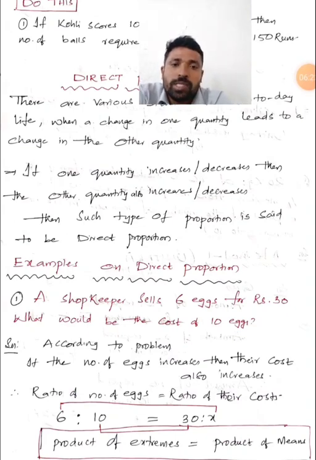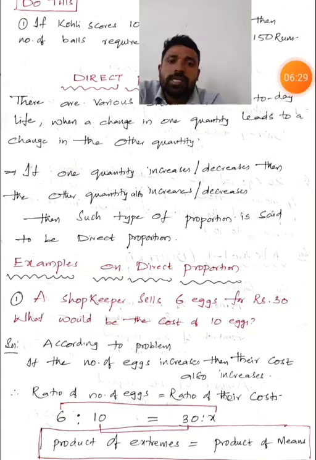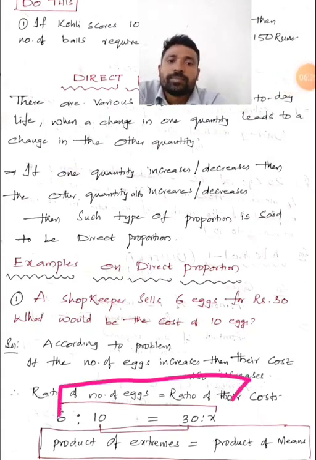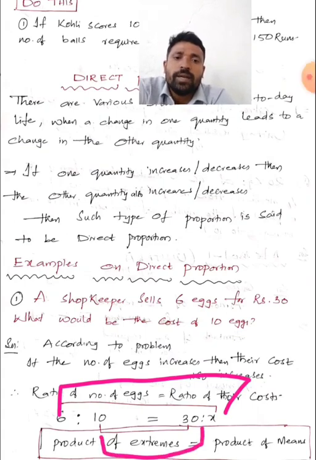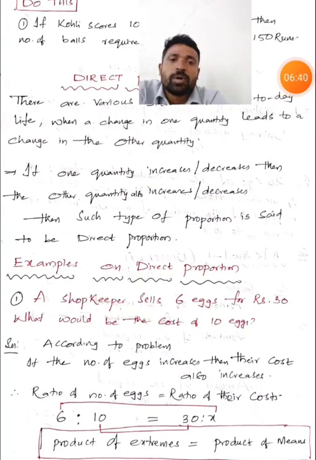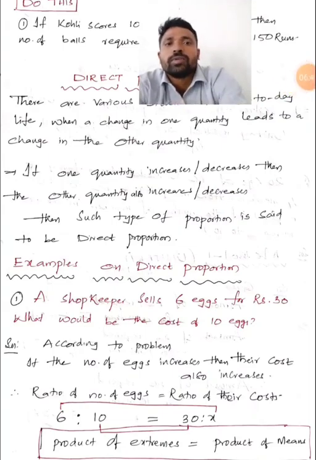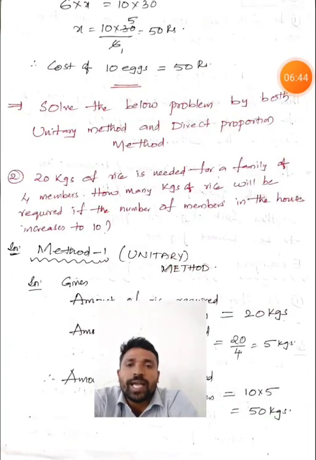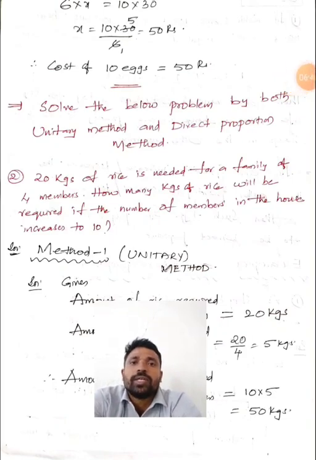Product of extremes is equal to product of means. Now what are extremes and what are means? Here 6 and x are extremes and 10 and 30 are means. Now let us apply the proportion condition, that is product of extremes is equal to product of means. On further calculation, 6 into x equals 10 into 30.